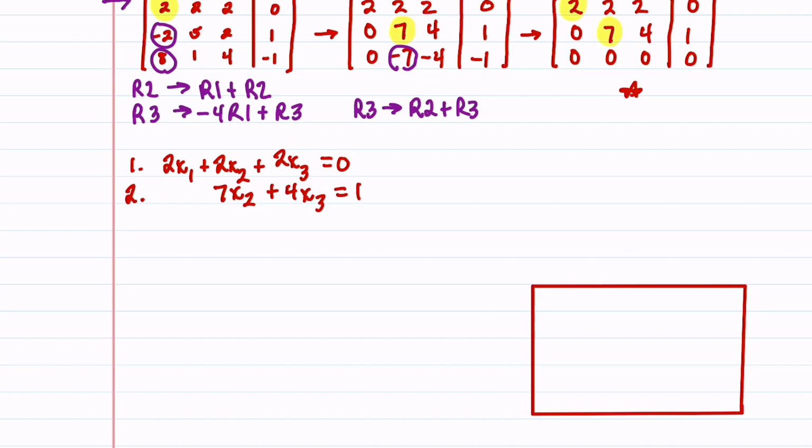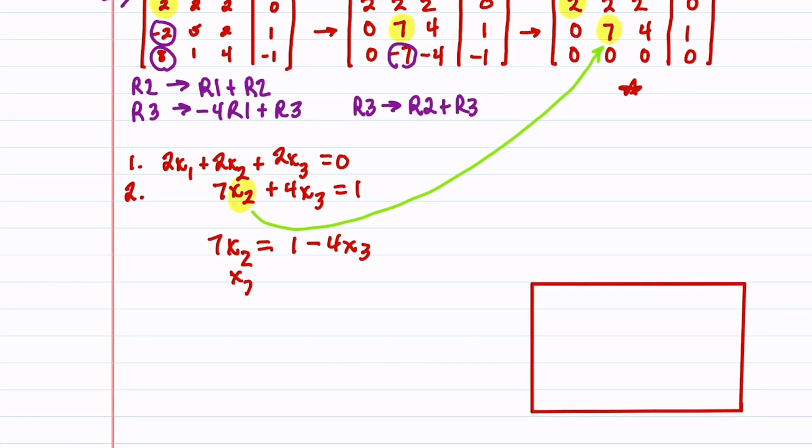We're going to solve this by solving the second equation first and then the first equation. So let's notice that x2 is connected to that leading entry. So that tells us that we need to solve for x2 and not for x3. That gives us 7x2 is equal to 1 minus 4x3. So x2 is 1/7 minus 4/7 x3.